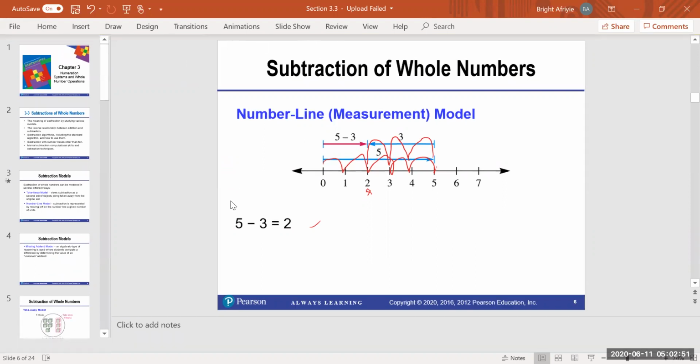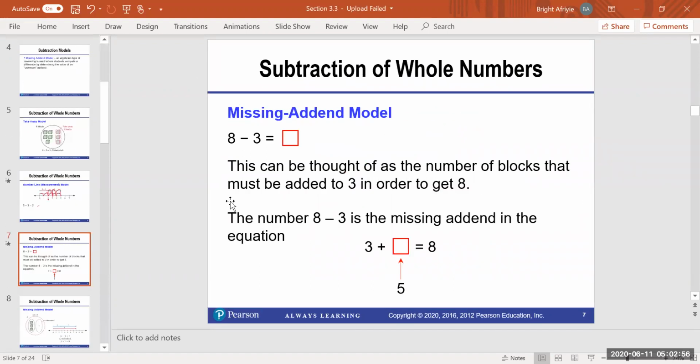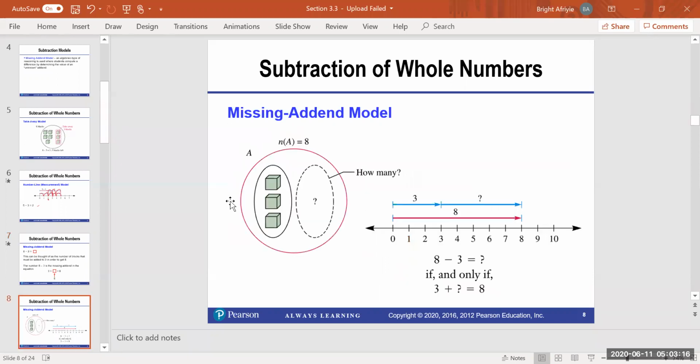Now let's look at the next, what we call the missing addend. So 8 minus 3 should give us 5. In effect, what number do we add to 3 to give us 8? And that is 5. And that's what we call the missing addend. Subtraction of whole numbers is the same approach set up right here.